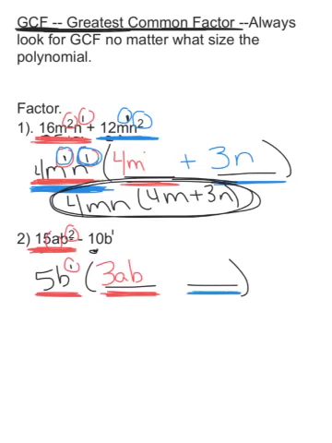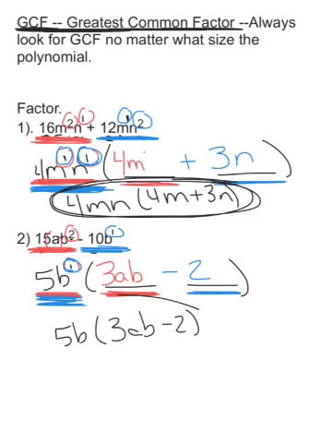Then for the second blank, we're going to look at the second term. We're going to divide it by the greatest common factor. So negative 10 divided by 5 is negative 2. Subtract the exponents on the b. So 1 minus 1 is 0. So no b's. So our final answer is 5b times the quantity of 3ab minus 2.